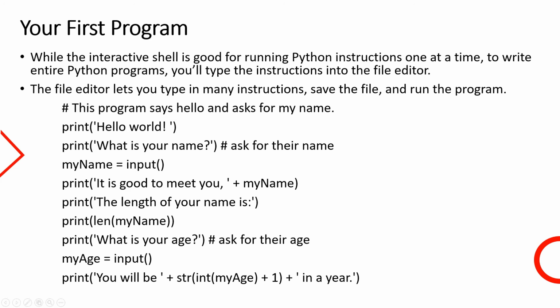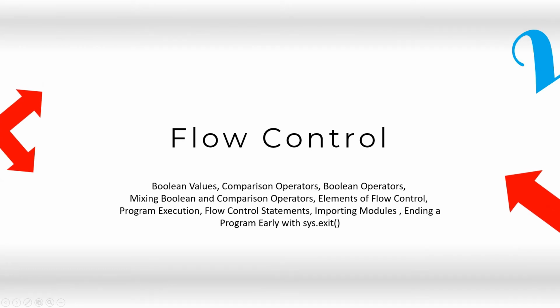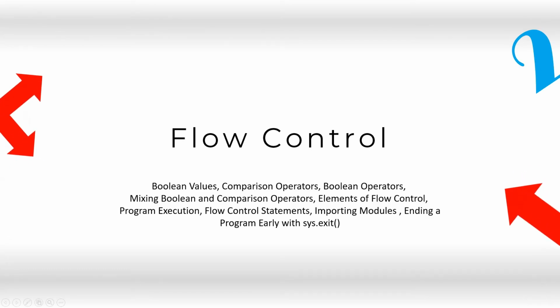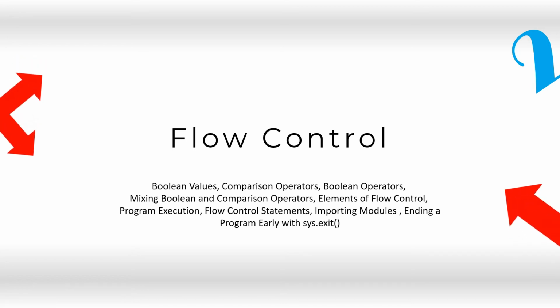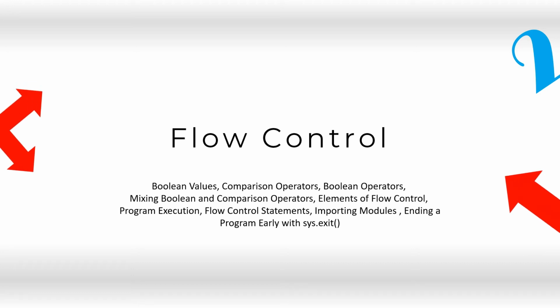So this we have not seen till now, these things we will see in flow control. Then different types of condition statements, flow control statements, and then how to import modules. Then how to use the sys.exit function. Okay, let's begin with boolean values.